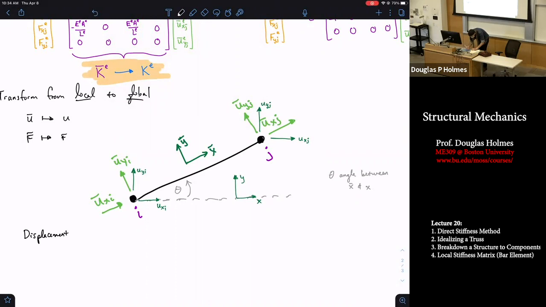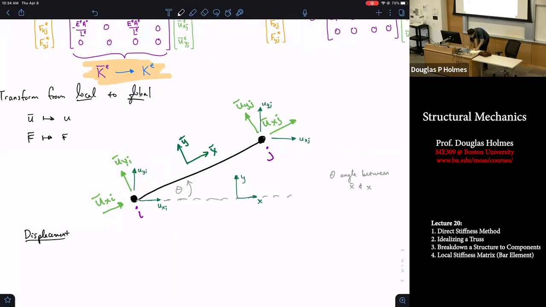We're not going to be able to finish this today. We'll do displacements today. We'll come back and do forces on Tuesday, and then we'll transform the global stiffness matrix K on Tuesday as well, using some things from linear algebra to help us. But we can do this pretty quickly just so you can get a sense of what's happening by just looking at the displacements.